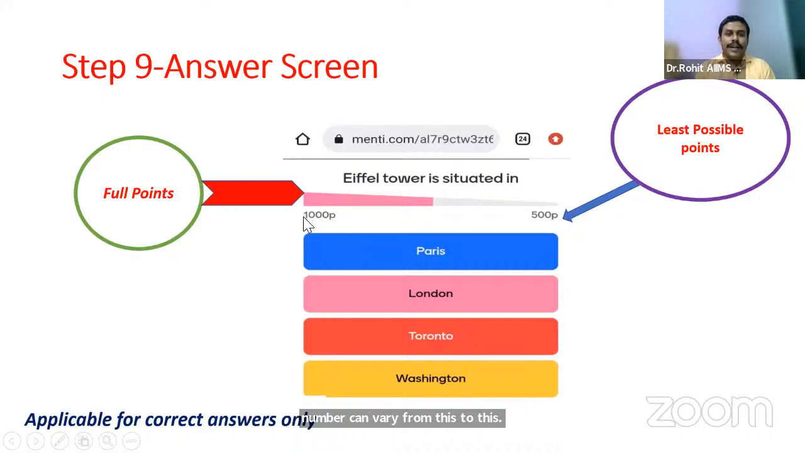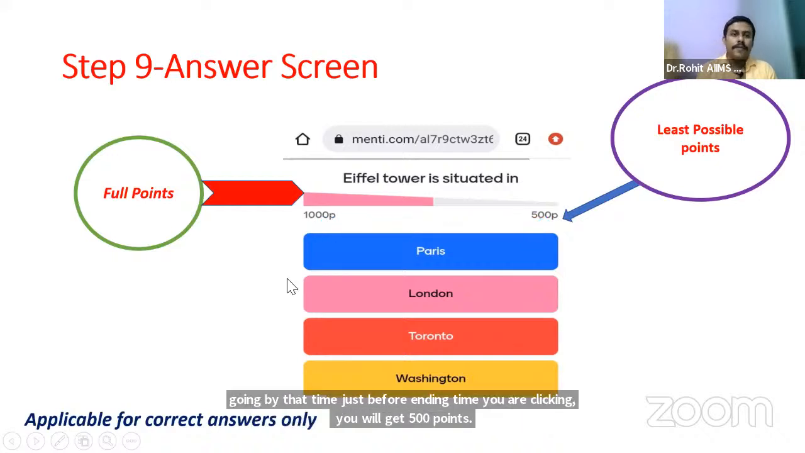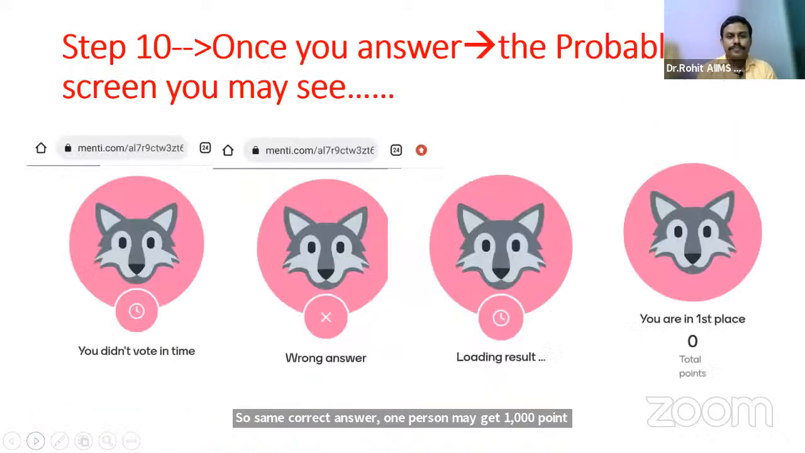Suppose you are getting the correct answer worth 1000 marks, and you answer immediately, you will get 1000. But if you keep waiting and click just before the ending time, you will get 500 points. So for the same correct answer, one person may get 1000 points, another may get 500 points. So it is fastest finger first.